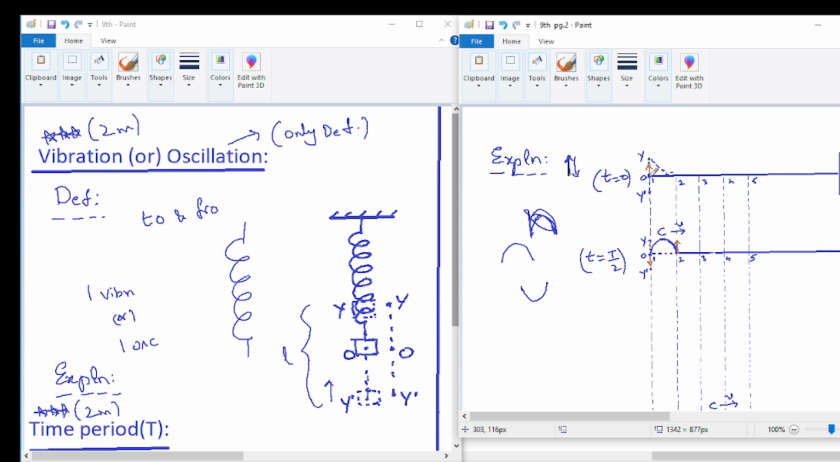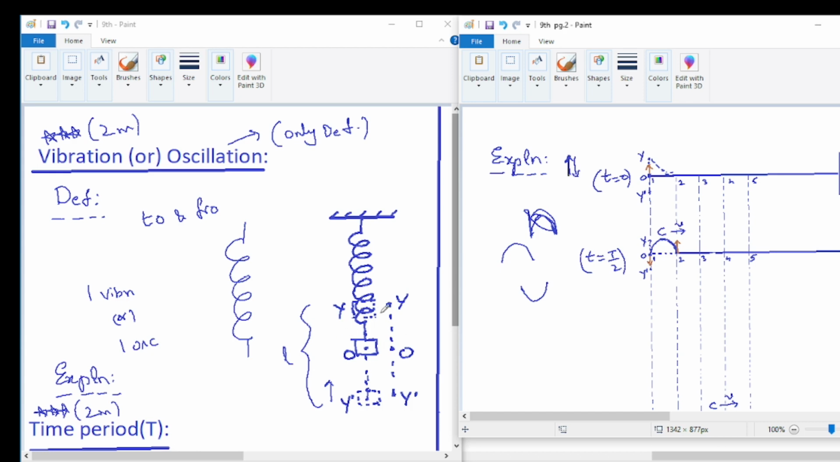So at this instant, what is happening? The time taken for this upward motion, O to Y and then from Y to O, is taking place entirely in the upper half of the path Y O Y dash. So this path Y O Y dash is what? L. Upper half means upper L by 2.